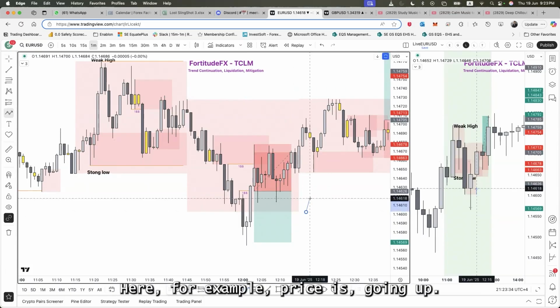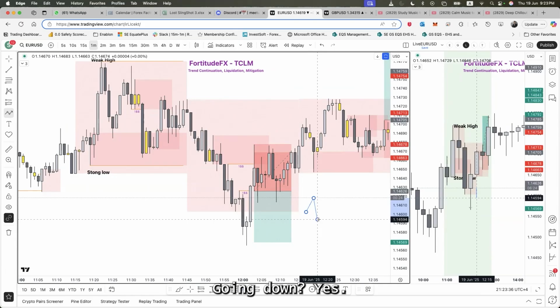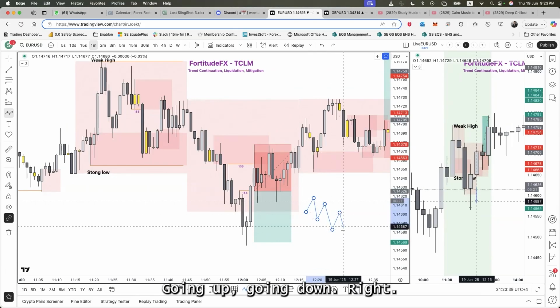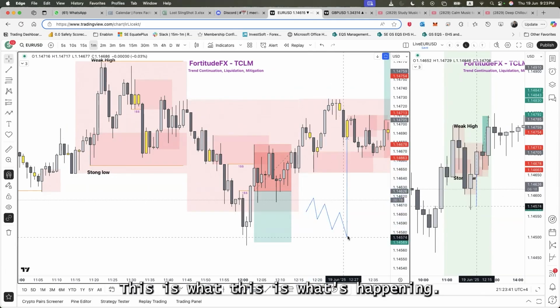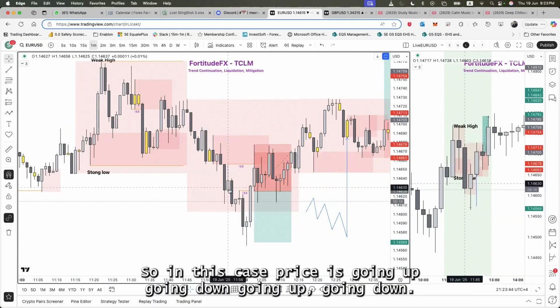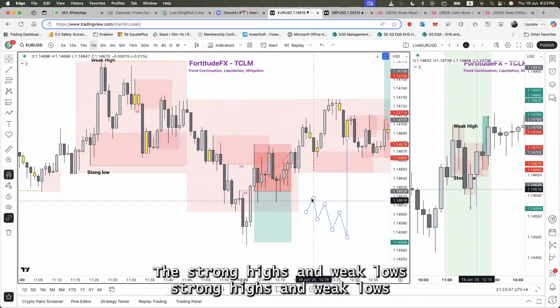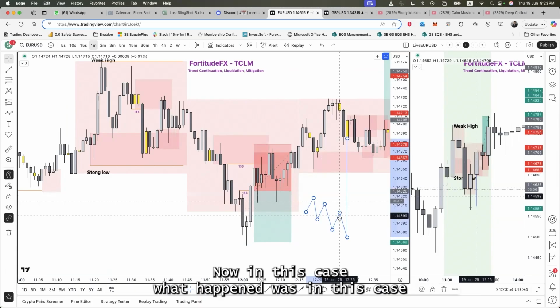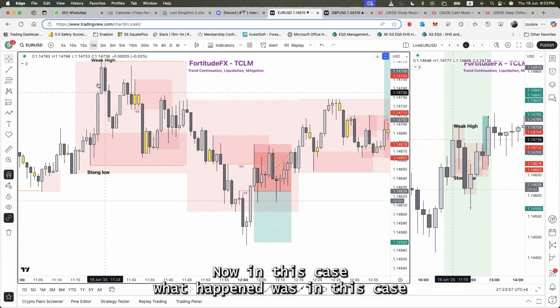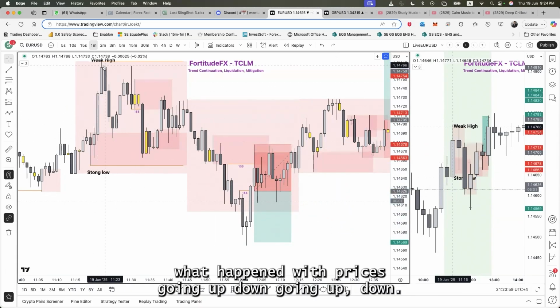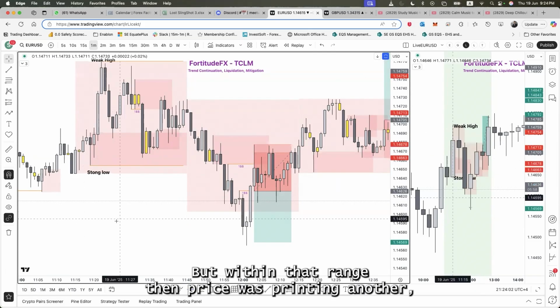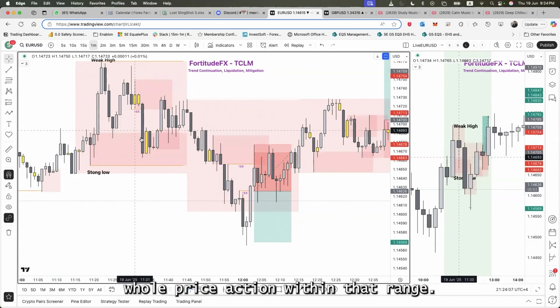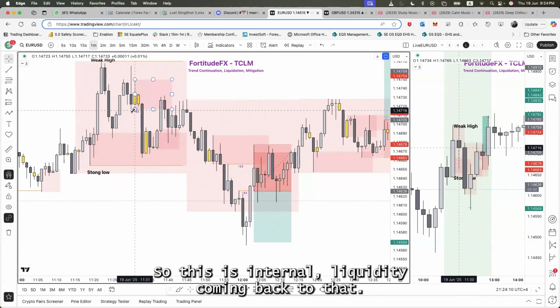For example, price is going up, going down, going up, going down. Right, this is what's happening. So in this case, price is going up, going down, going up, going down. The strong highs and weak lows keep changing as soon as the structure gets broken here. And this is what's happening here. Now, in this case, what happened was price is going up, down. And this is the fractal structure. But within that range, price was printing another whole price action within that range. So this is internal liquidity.